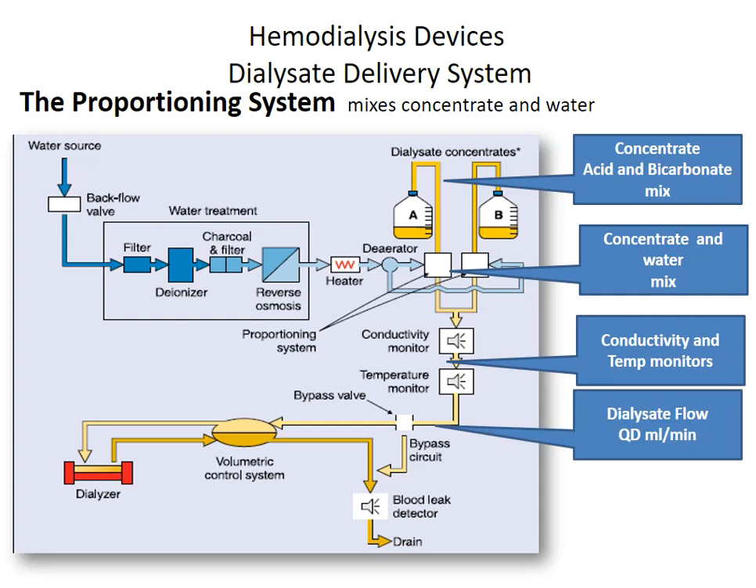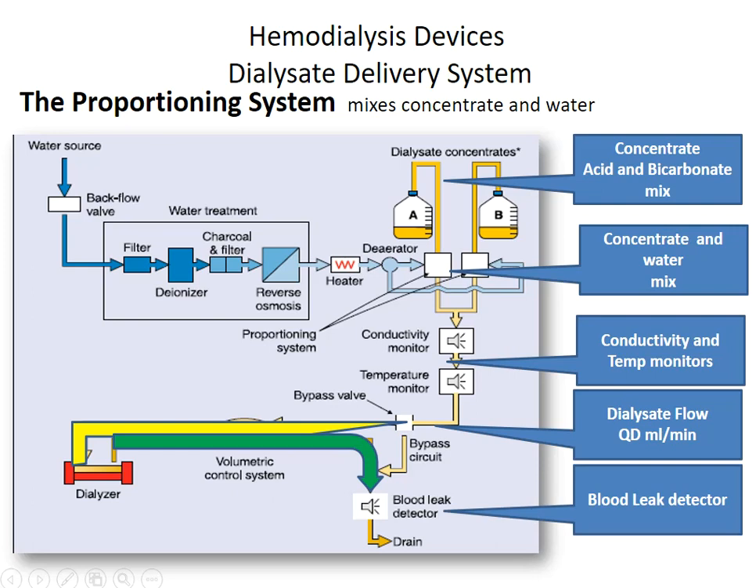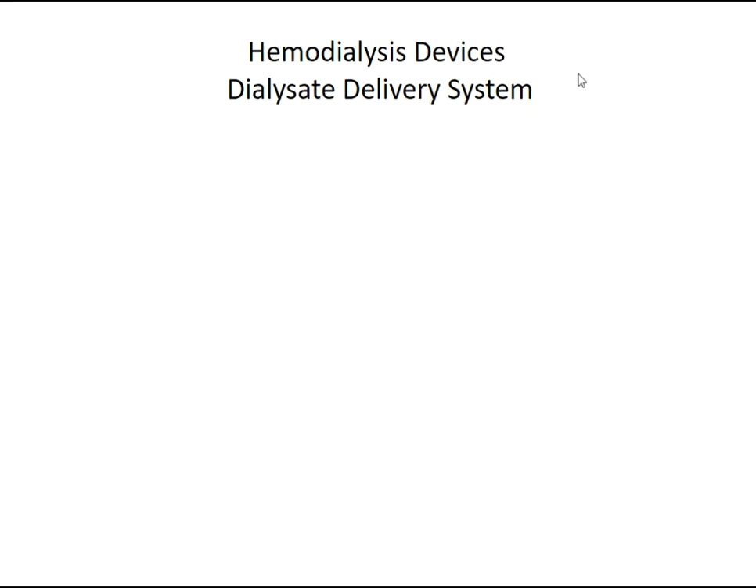Controlling the dialysate flow, then passing the dialysate flow to the dialyzer through a volumetric control system to adjust the desired ultrafiltration rate. When back from the dialyzer, the dialysate passes through a blood leak detector. The dialysate delivery system.